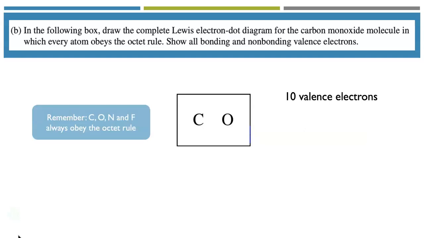And we know that carbon, oxygen, nitrogen, and fluorine always obey the octet rule. We're told, though, here in this problem that we want both atoms to obey the octet rule. So now we need to put in our 10 valence electrons. We can start with a triple bond between the carbon and the oxygen atoms, and then a lone pair on the carbon and a lone pair on the oxygen. That gives me all 10 valence electrons. It gives me an octet for the carbon, an octet for the oxygen, and we're set. This is what you needed to do for 1 point.